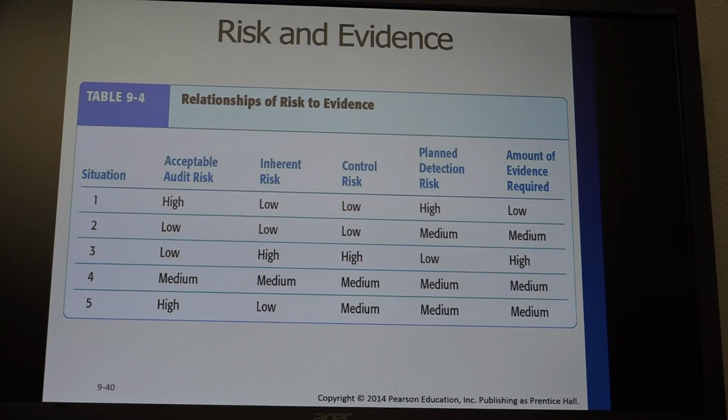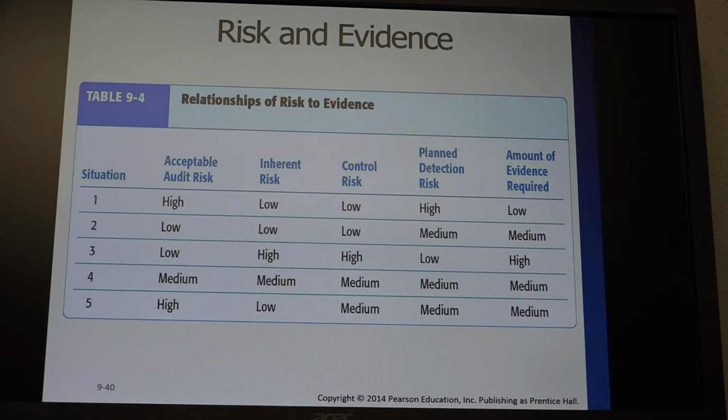Going to situation 2, they've determined that the acceptable audit risk should be low. Inherent risk is low. Control risk is low. So that's good on both of those. Because the acceptable audit risk is low, and because planned detection risk is medium, those two things are probably going to make them get a certain amount of evidence that's somewhere in the middle between high and low.